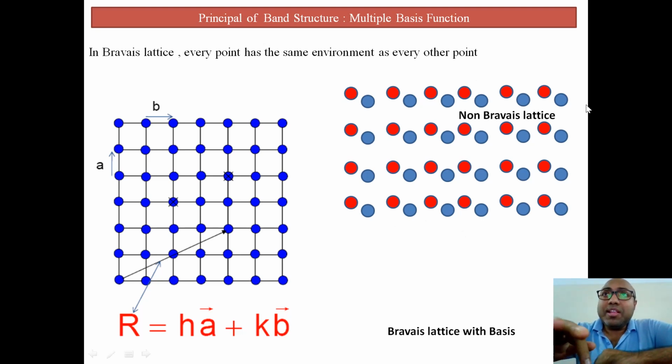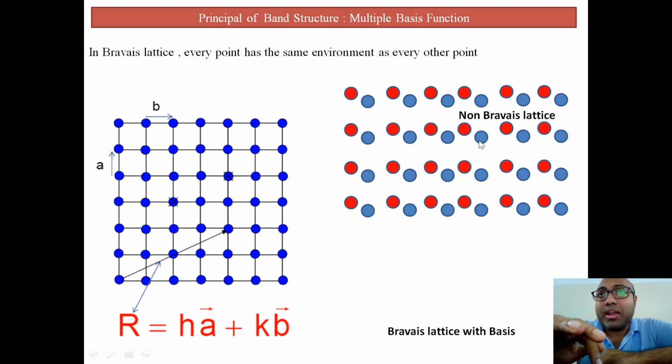Now, this is a great example of a non-Bravais lattice. You see, the red ion is different. So what is actually a periodic crystal? A periodic crystal means that if you go to any point of this two-dimensional picture, the surrounding is the same, right? Similarly, if you go to any point, the surrounding is the same, correct? But here, if you go to the red point, the surrounding is not the same. This point and this point are totally different.